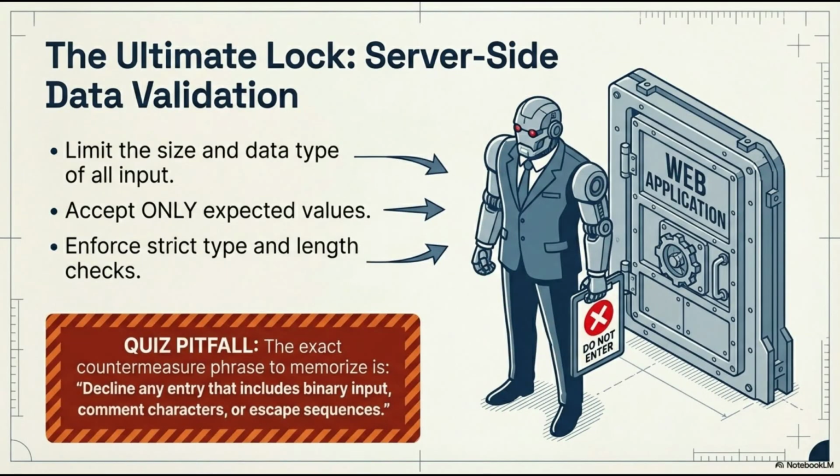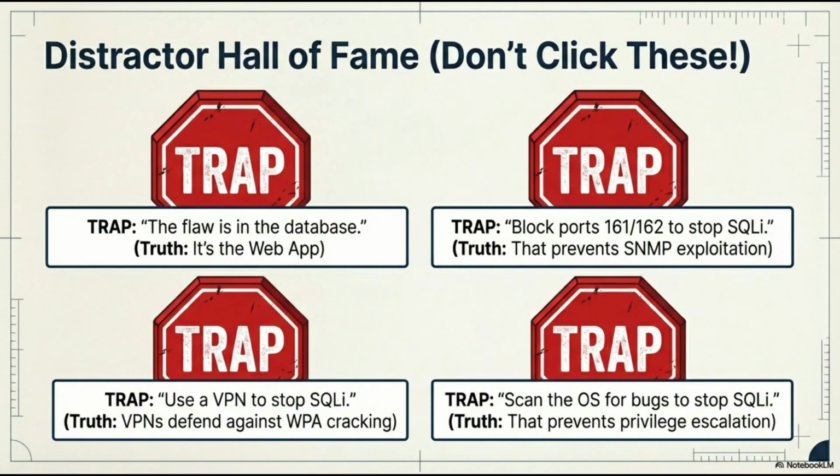As we near the end of the material, watch your step on slide 12. Distractor Hall of Fame. Don't click these. The quiz source contains several intentional traps designed to test your actual comprehension versus mere memorization. Let's break down why these incorrect answers are wrong. Trap 1 claims the flaw is in the database. We have established thoroughly that the vulnerability exists within the web application's failure to sanitize input.